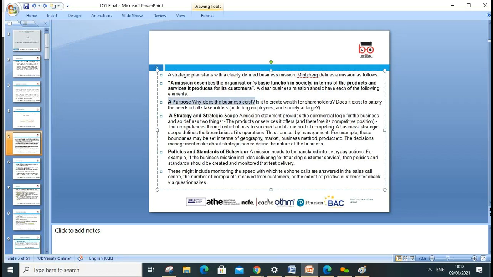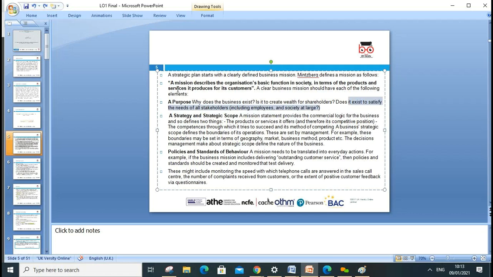Profit is not the only purpose. Profit automatically comes when we do activities, because if you put profit maximization as your objective or mission, that's not good. You're here to serve society. Profit will come automatically. Is it to create wealth for the shareholders, the investors, where you want to maximize the share value? That can be your objective.